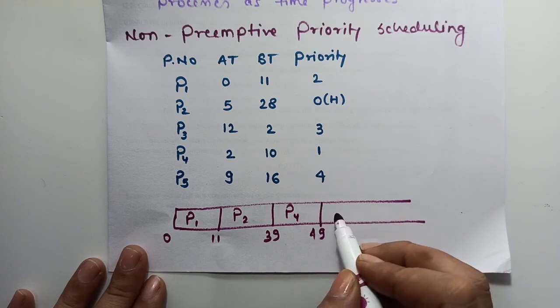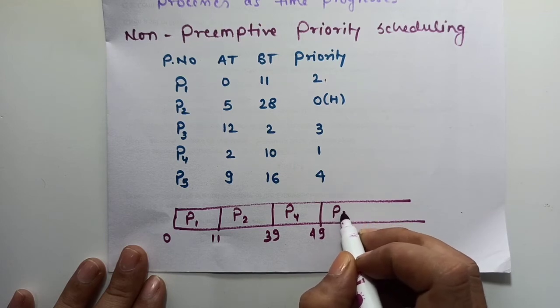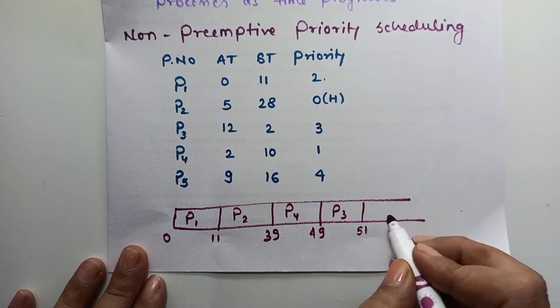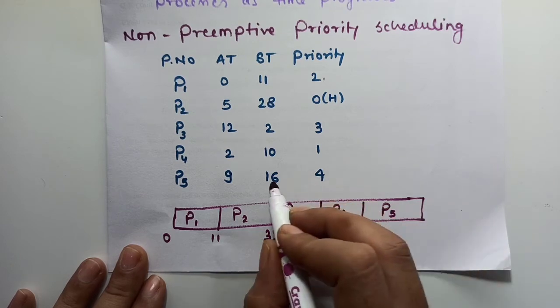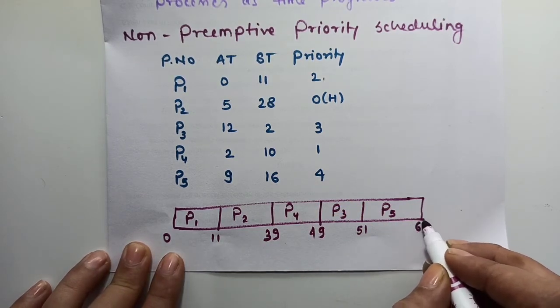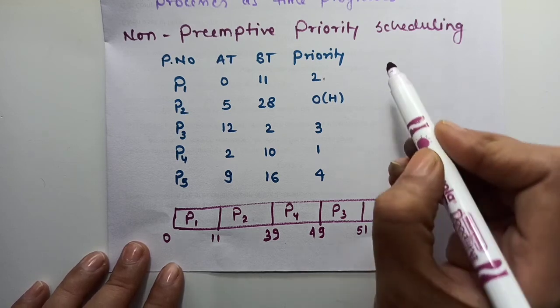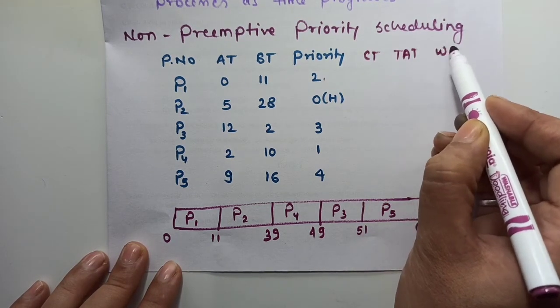Process P1 has already executed, so process P3 will be executed next for 2 time units, that means 49 plus 2, which is 51, and then P5. P5 requires 16 burst units, so it is 67. In this way you can schedule the processes based on priority scheduling, that too non-preemptive. If you want, you can calculate the completion time, then turnaround time, and then waiting time.